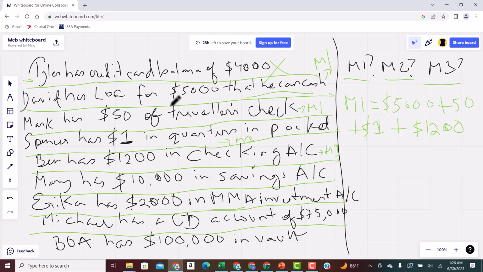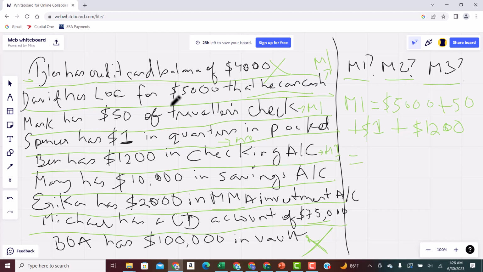CD is also a long-term money supply, so it's not included. Finally, the last one is not part of M1. Bank of America has $100,000 in vault in cash, so this is also not included. Remember, cash in vault of a bank is not included. So that is all for M1.